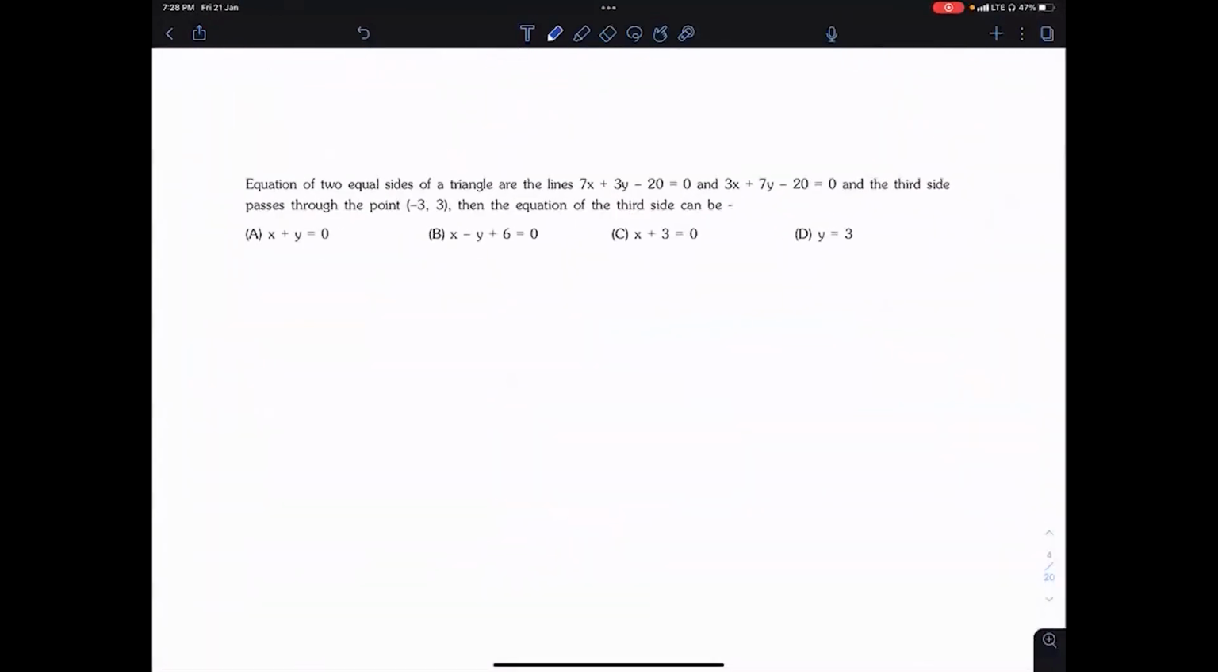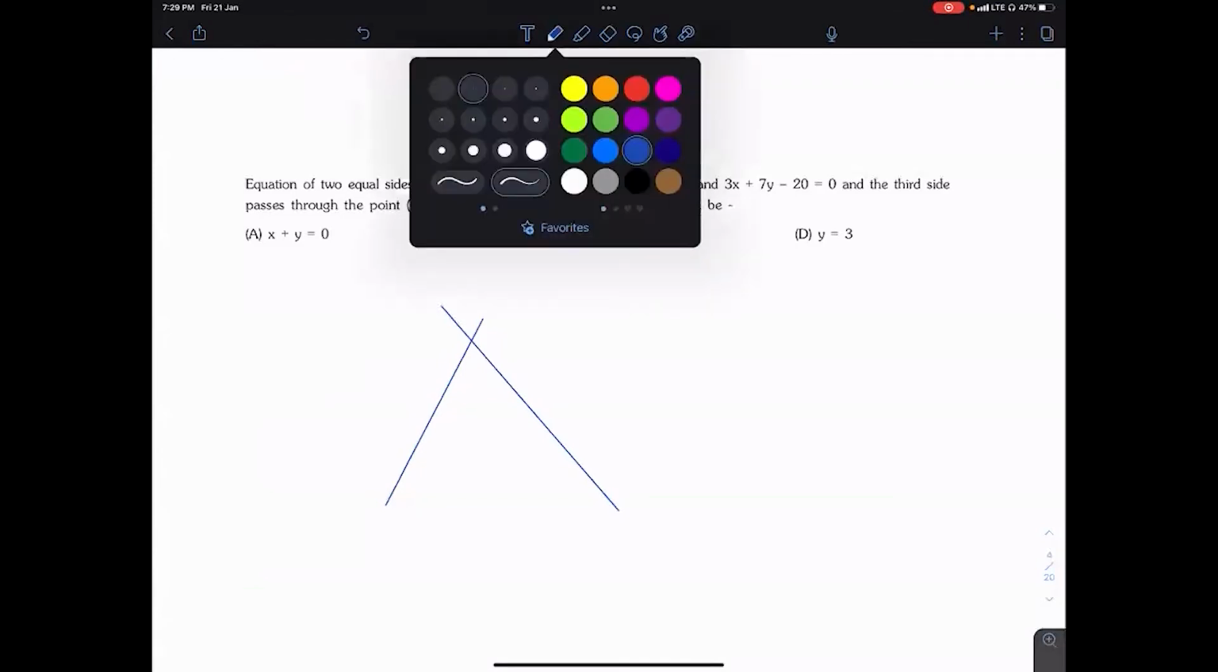We'll continue the same concept. We'll just strengthen the same thing. Equation of two equal sides of a triangle they have given. Observe this question very carefully. They have given the two equal sides of a triangle, and one side, so the third side.